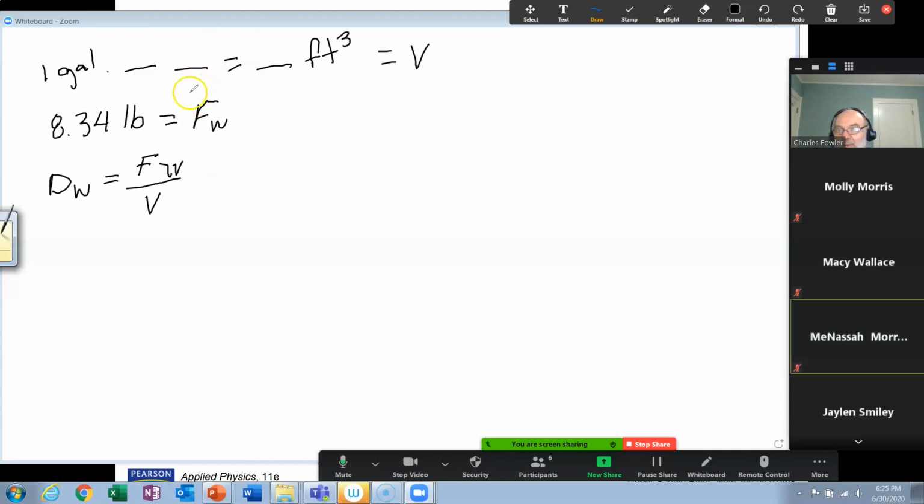What unit goes where? Gallon goes on the bottom, you're absolutely right, and cubic feet goes on top. Okay, and again, head to your tables in the back of the book. And remember, the conversion table for volume was on page 687, and let's see if we can find it.